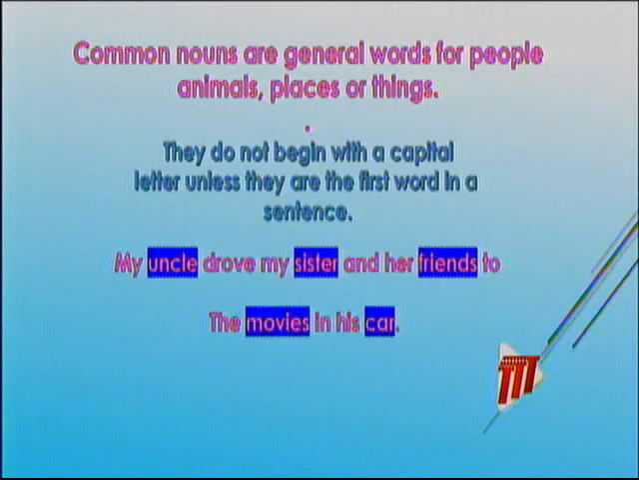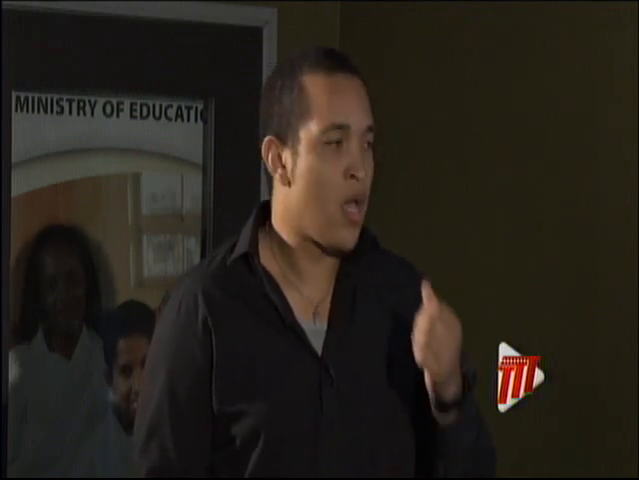So we have, my uncle drove my sister and her friends to the movies in his car. Some of the nouns there, uncle, sister, friends, movies, and car, they are all general, right? So you could have more than one uncle. And because it's a common noun, it refers to just anyone. You'd have no specific one. Even though you may be thinking about a specific uncle, you just use the normal word. So sister, a person can have more than one sister, right? Friends, you can have more than one friend. There are many, many movies, and there are many different types of cars and makes of cars and all of those things. So what you have to keep in mind is that a common noun is very general. There's nothing specific about it, nothing that ties it down to one particular thing, right?